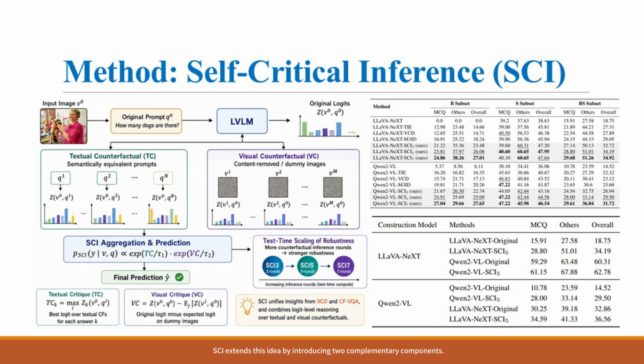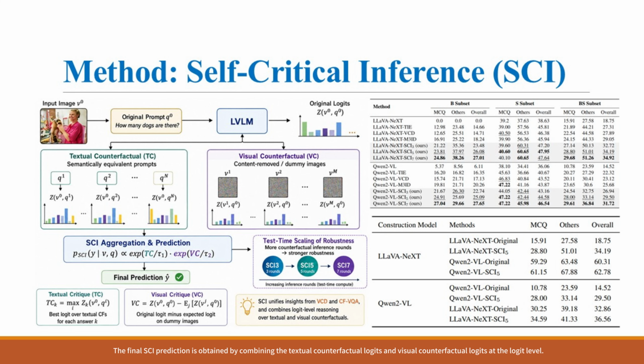SCI extends this idea by introducing two complementary components. The first component is visual counterfactual reasoning, or VC. We create counterfactual visual inputs, such as noise-based or content-removed images, and compare their logits with the logits from the original image. This helps the model emphasize visual evidence and suppress language prior-driven hallucination. The second component is textual counterfactual reasoning, or TC. We create semantically equivalent but lexically different prompts and aggregate their logits. This encourages the model to produce answers that are consistent across prompt variations.